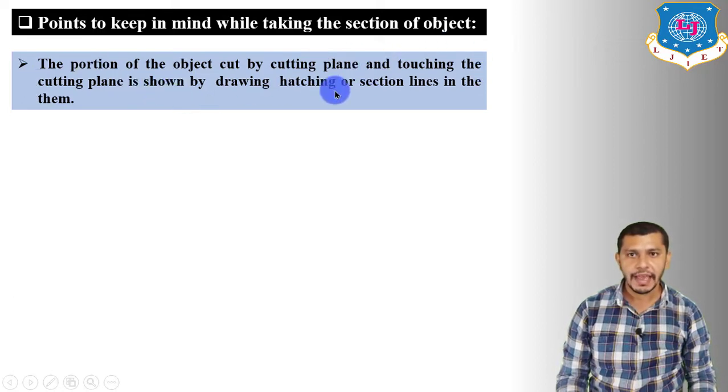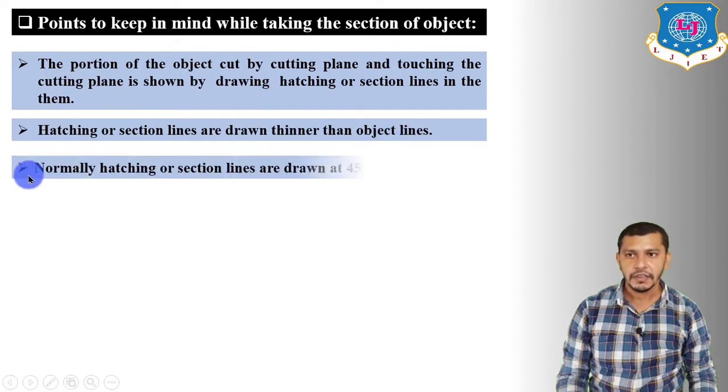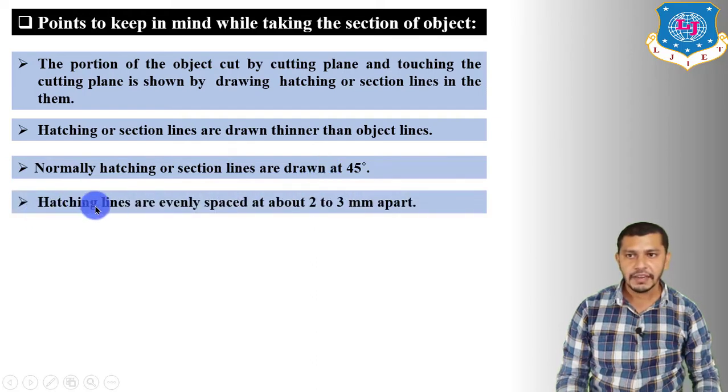Next, the portion of the object cut by the cutting plane and touching the cutting plane is shown by drawing hatching or section lines in it. Hatching or section lines are drawn thinner than the object lines. Normally hatching lines or section lines are drawn at an angle of 45 degrees, and hatching lines are evenly spaced at about 2 to 3 mm apart.